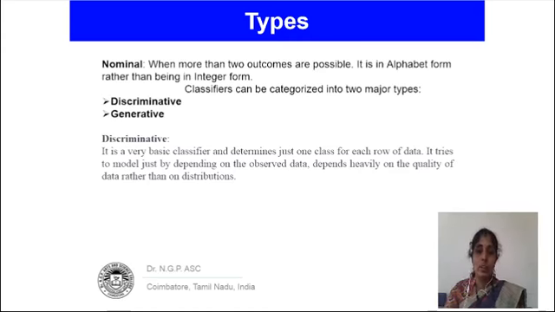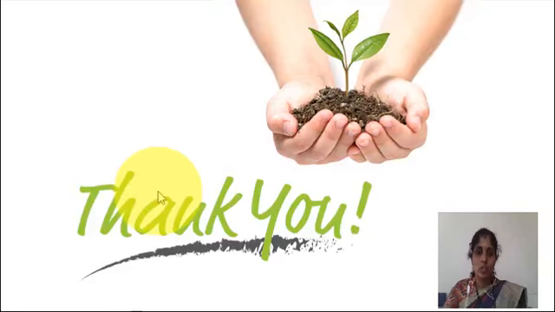Classifiers can be categorized into two major types, discriminative and generative. Let us see what we mean by discriminative. Before entering into the elaboration of discriminative and generative, let us close the session by recapping what we have studied in the previous slides, and we can continue in the next session with the elaboration of discriminative and generative. Today's session we have discussed clustering, classification and other things, which can be continued in the next video session of mine.